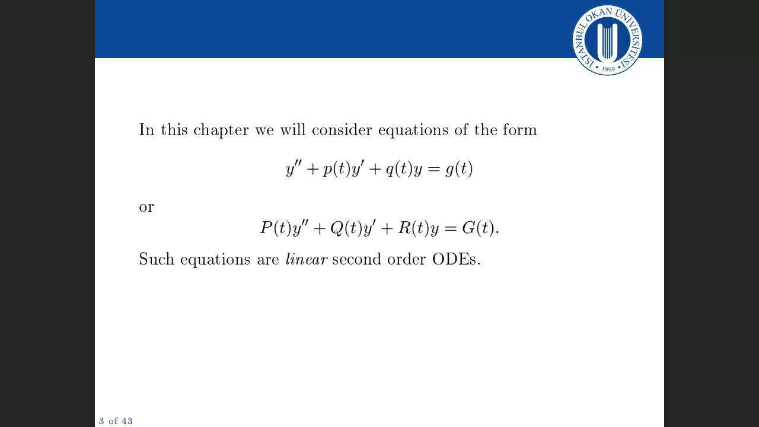In this chapter, we're going to be looking at equations like this. y double prime plus some function of t, y prime plus some function of t, y is equal to some function of t. Or we can think of this a different way. We might see this as a function of t multiplied by y double prime plus a function of t multiplied by y prime plus a function of t multiplied by y is equal to a function of t. These are linear second order ordinary differential equations.